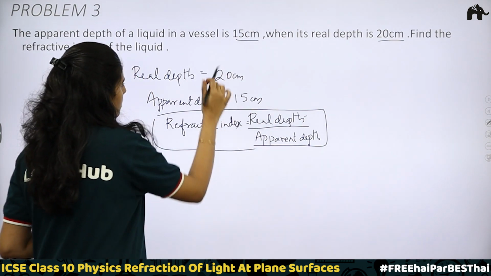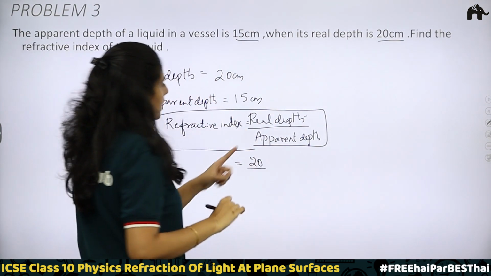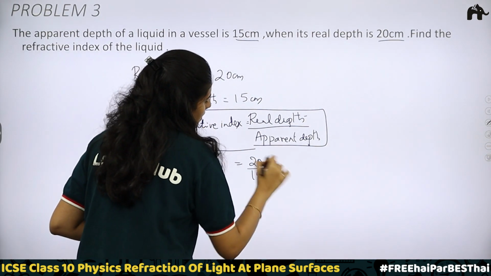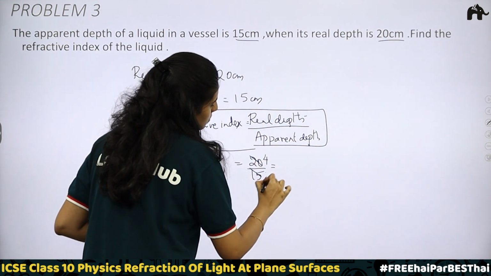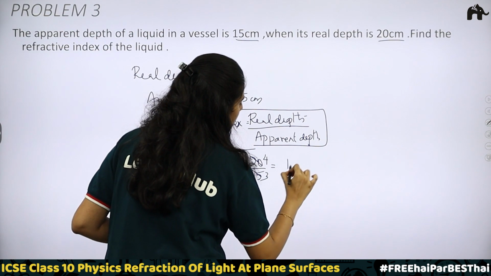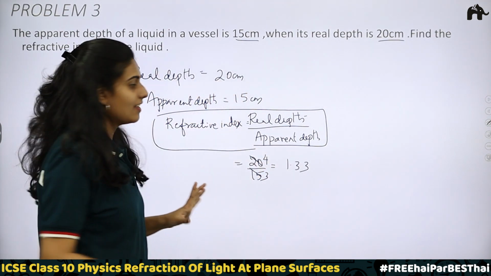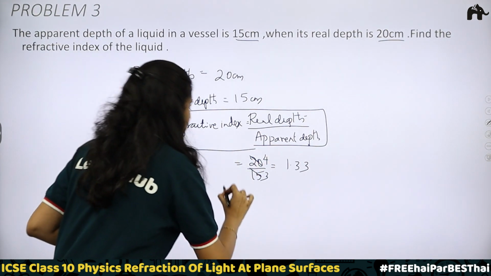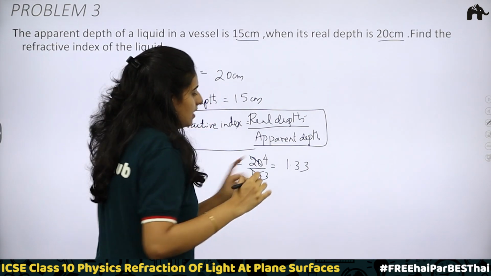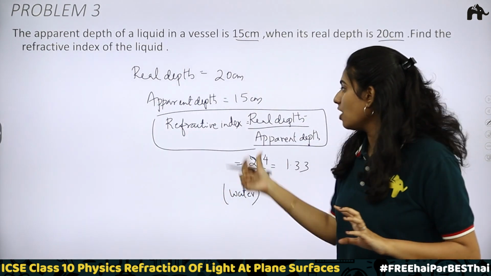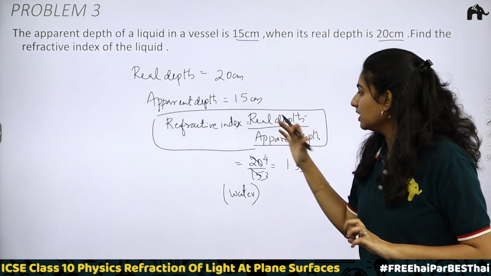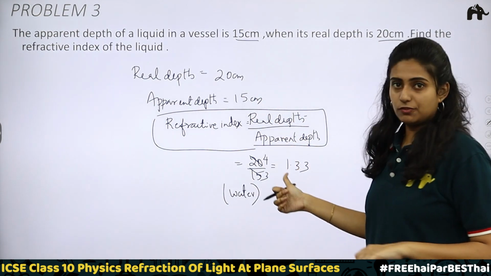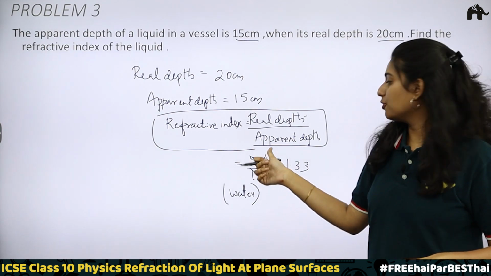Put the values. Real depth is equal to 20 centimeter. Apparent depth is equal to 15 centimeter. 20 divided by 15. When you take the ratio, 5 into 4 is 20, 5 into 3 is 15, 4 by 3 or 1.33. We know this liquid, a liquid with refractive index 4 by 3 or 1.33. Which one is it? Yes, this liquid is water. Okay. Does refractive index have unit? It is a ratio of two lengths. Okay, therefore the unit gets cancelled. Centimeter, centimeter get cancelled. Meter, meter gets cancelled. Therefore, here there is no unit for refractive index. Value is 1.33 or 4 divided by 3.